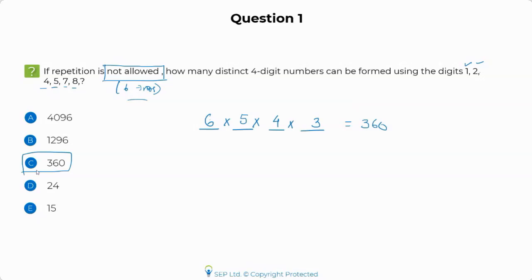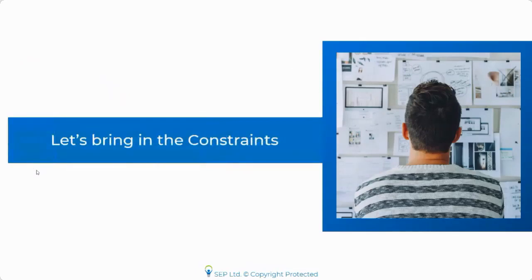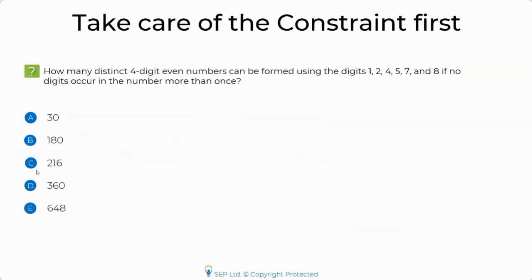What are we doing to solve this question? This is the simplest type of question, frankly speaking, with a very rare chance of coming in the exam. But now let's bring in the constraints, because I think things get confusing when we have constraints to solve the question. So here's the first question, which is based on a certain constraint. Read it carefully and then mark your answer in the poll that I'm going to add now.